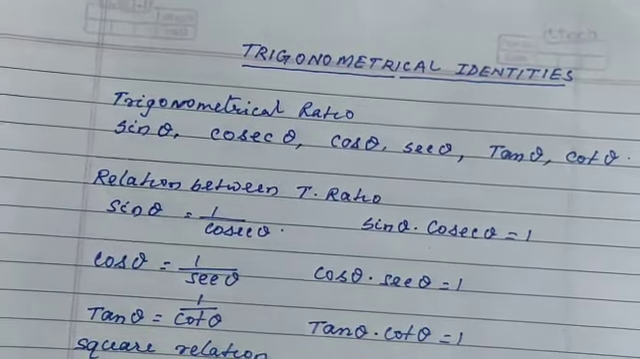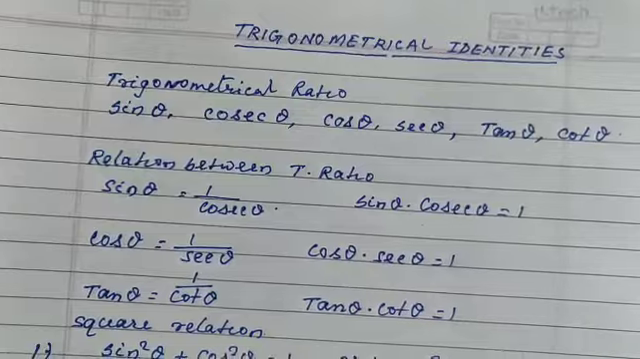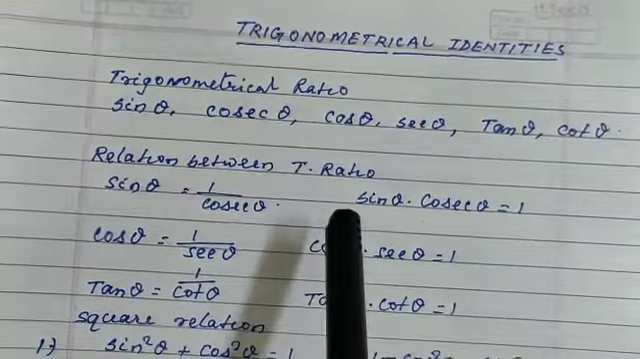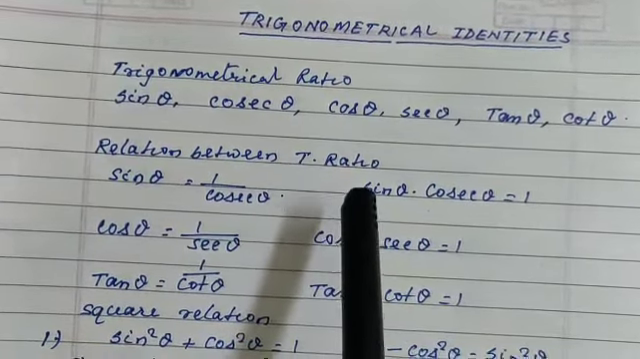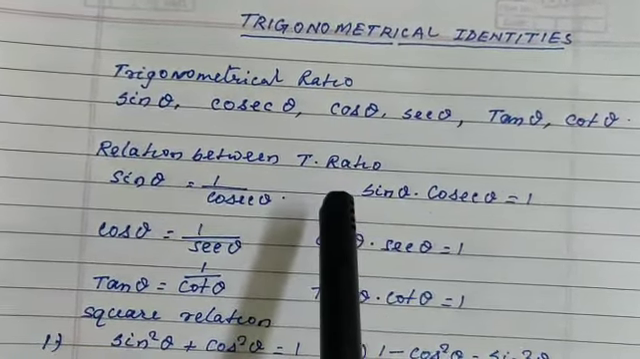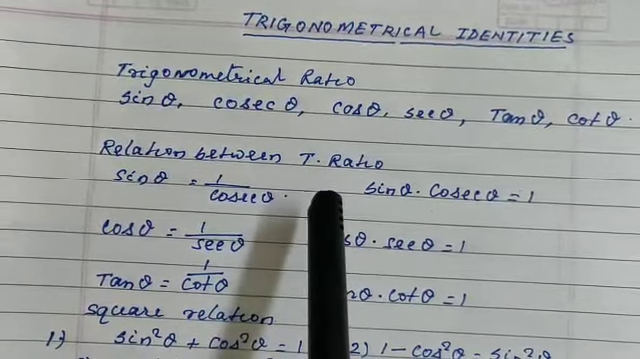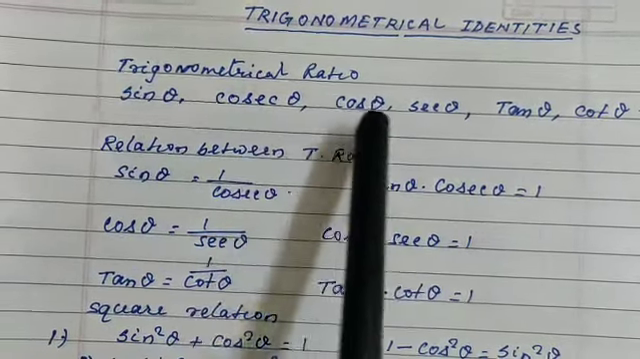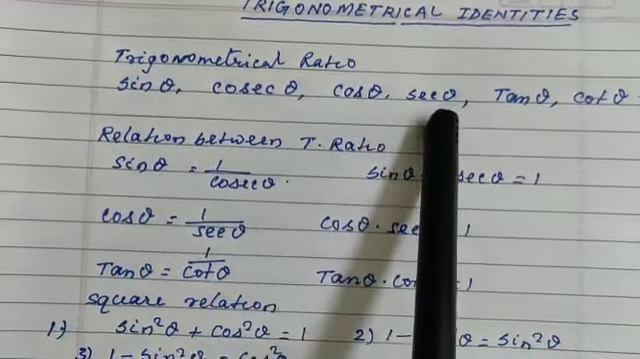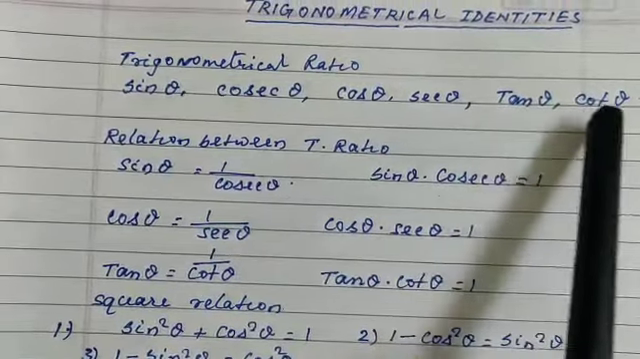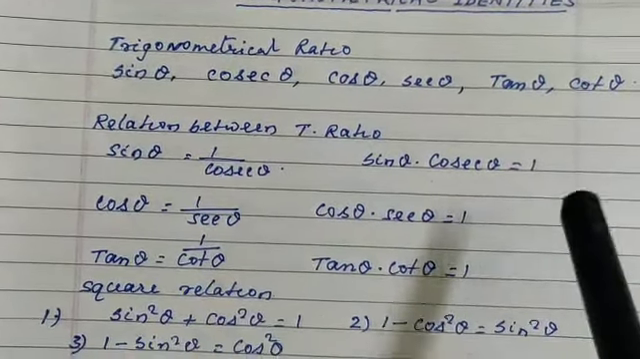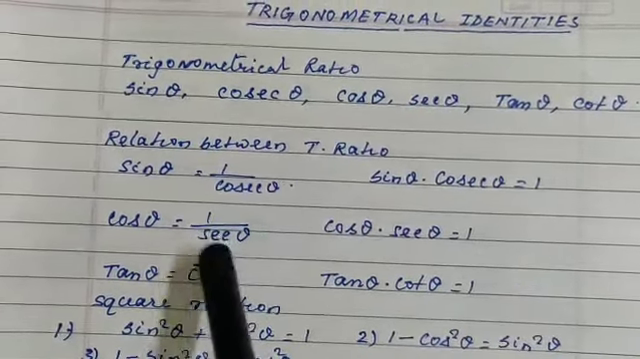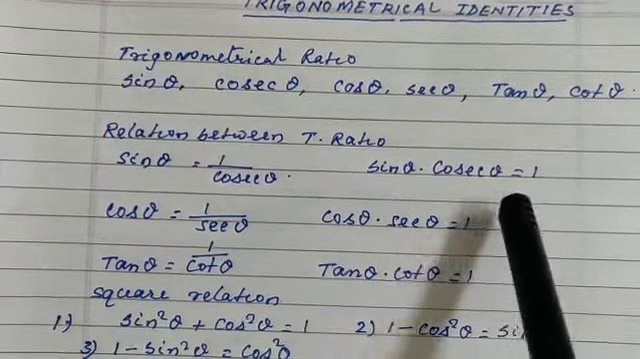Today I will teach the second chapter, trigonometrical identities. You are already acquainted with the trigonometrical ratios, which were completed in 9th class. The trigonometrical ratios are sin theta, cosec theta, cos theta, sec theta, tan theta and cot theta, where theta is an acute angle. And you also know the relation between the trigonometrical ratios.